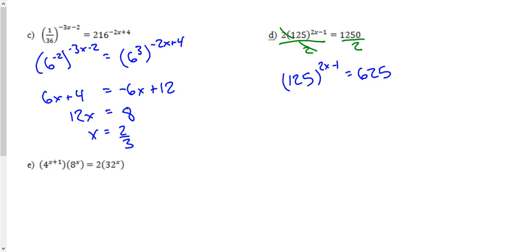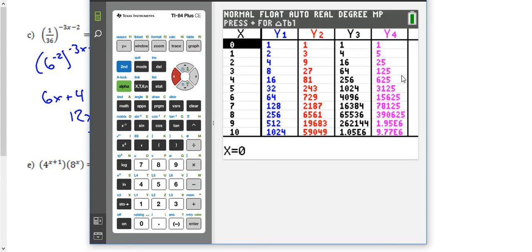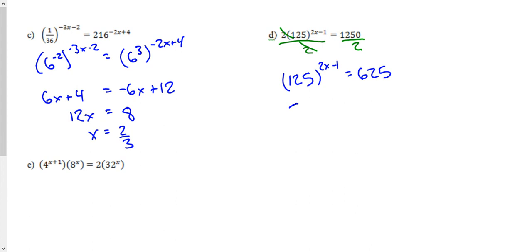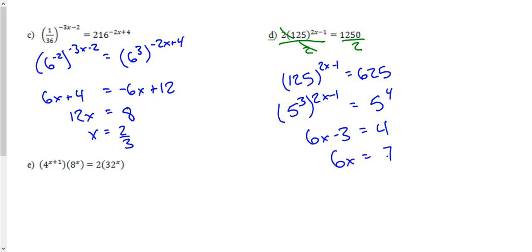From here, I'm going to look for something that has 125 and 625, and of course that's going to be base 5 with 5 cubed and 5 exponent 4. So here we have 5 cubed, 2x minus 1, and over here this is 5 exponent 4. Again, I can drop my bases, so this is now 6x minus 3 equals 4. And combining like terms, I have 6x equals 7, so x equals 7/6.